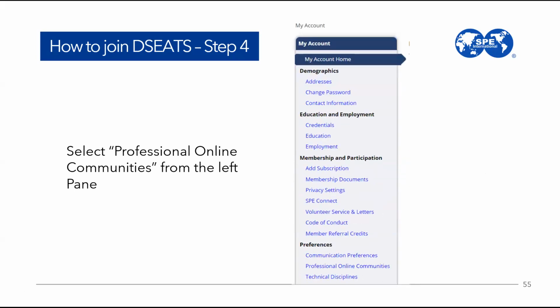When you sign in, on the top right corner, there's a logo where you see the account profile. It's like a human icon. You click that and it will open your profile, and these options will come up. At the bottom, second to the last option, you see professional online communities. You click on professional online communities.